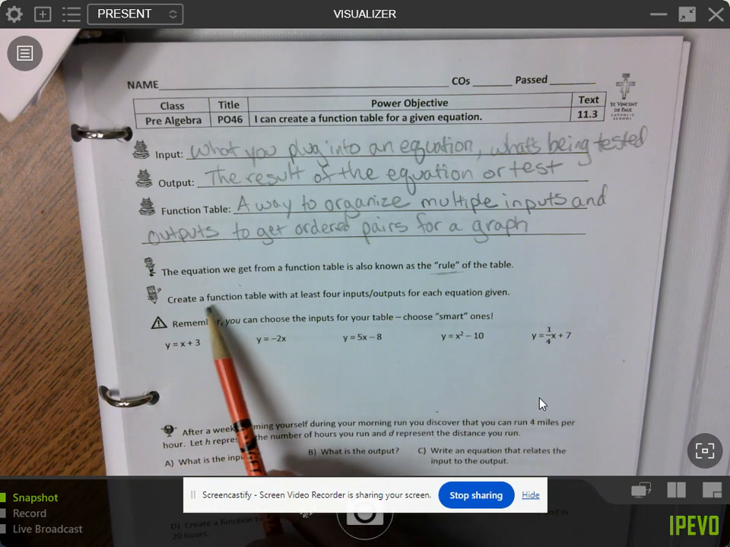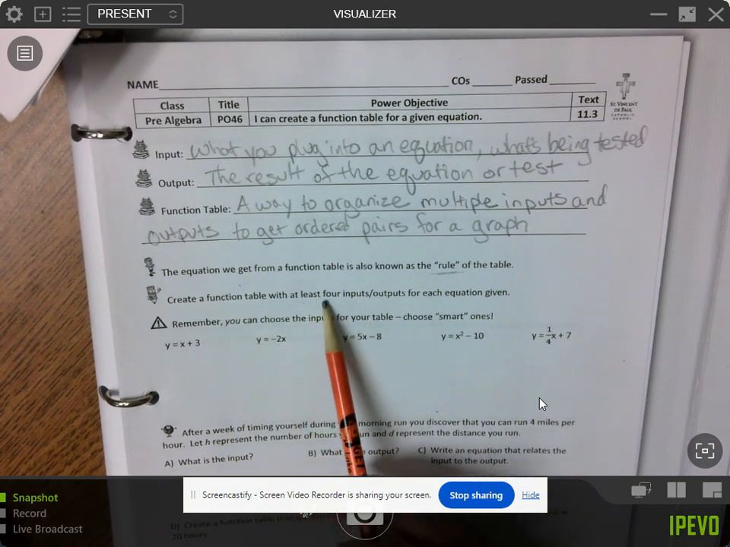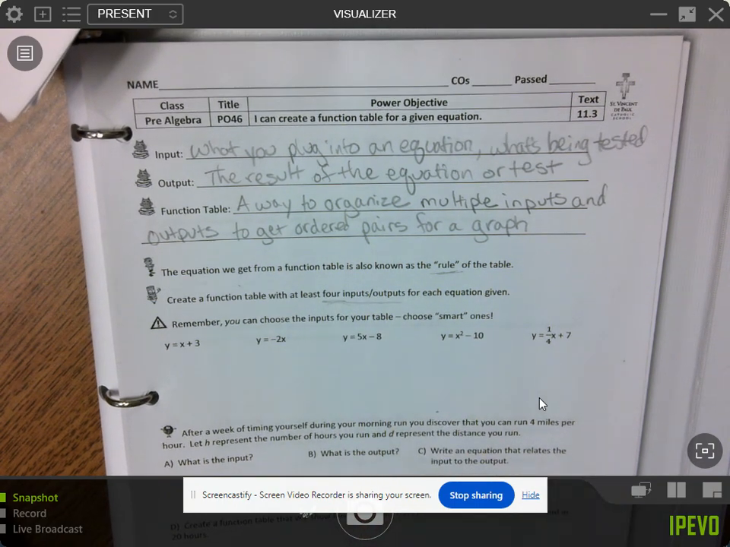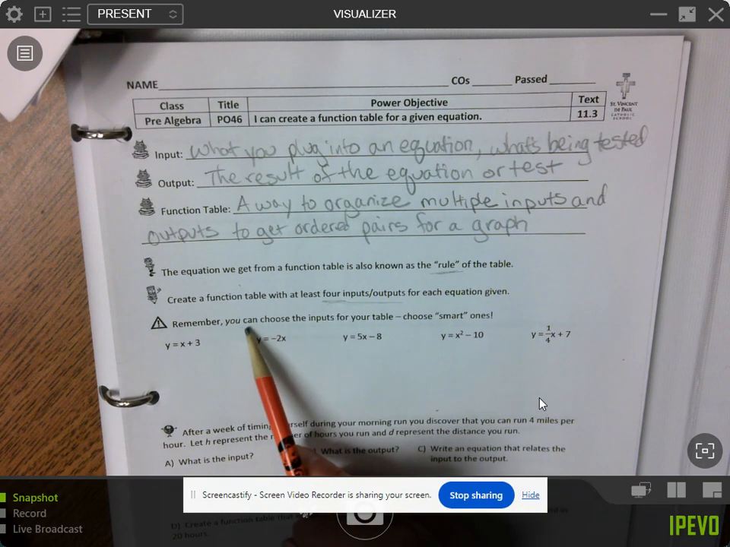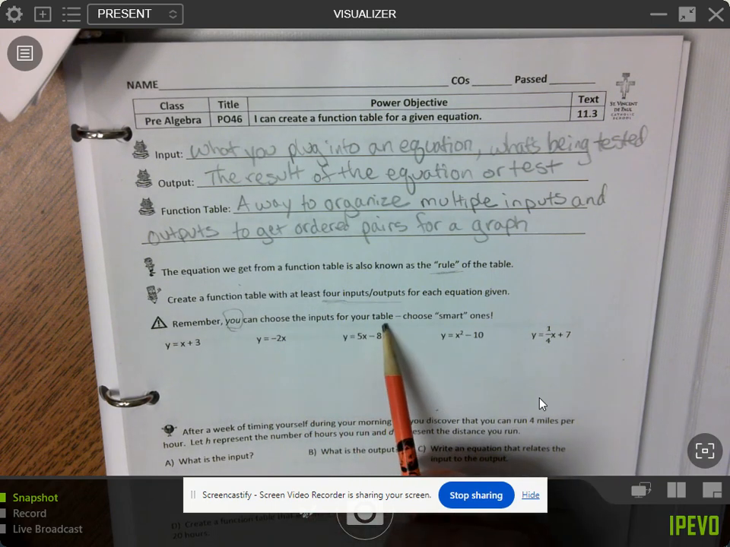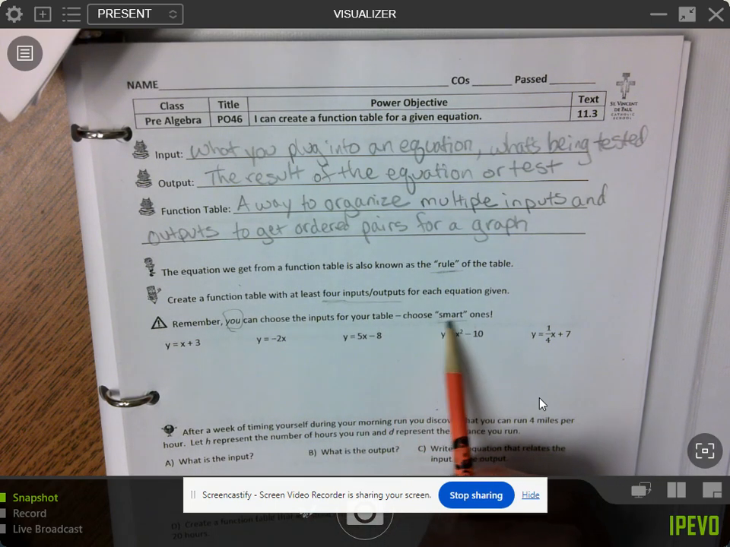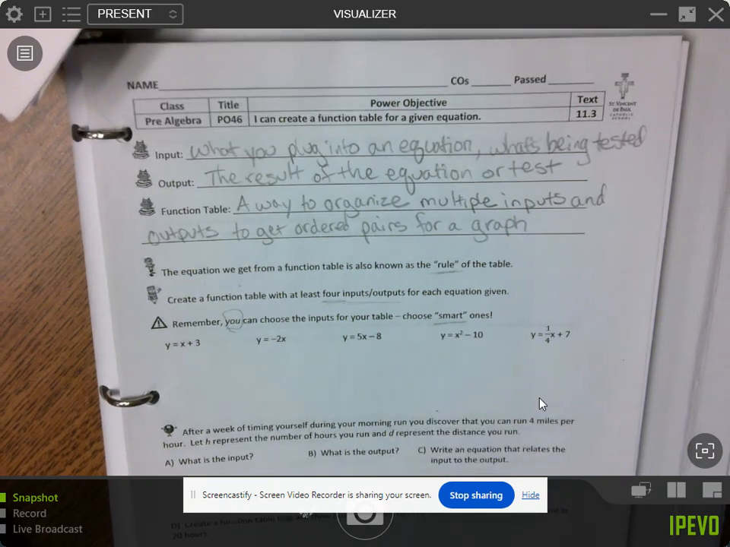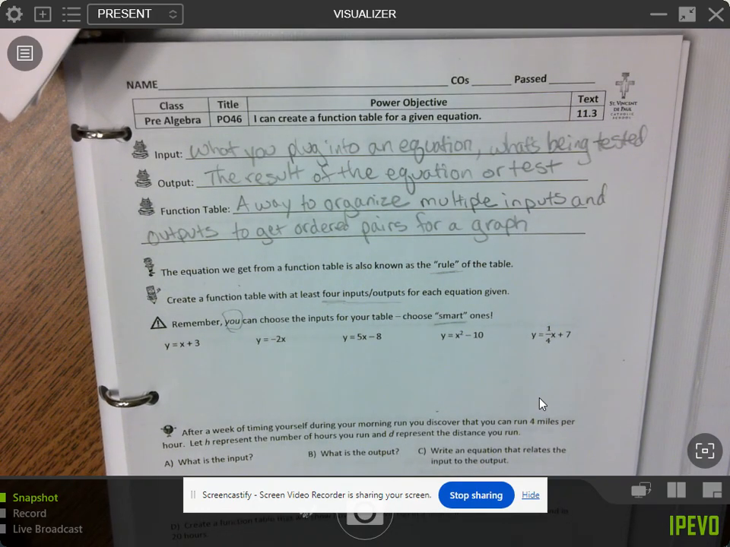So we're going to create a function table with at least 4 inputs and outputs for each equation given. So we're going to really show that we understand how it works. Remember, this is important. You can choose the inputs for your table. So we're going to choose smart ones. And we're going to see what that means. We're going to look at what numbers make it the easiest to work with.